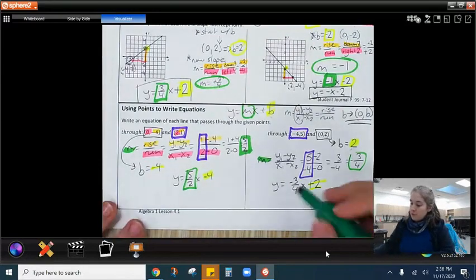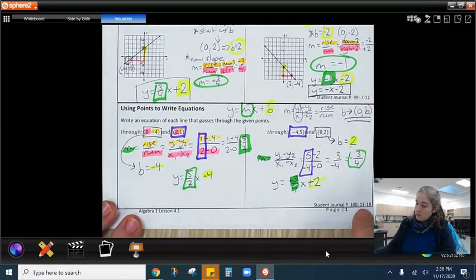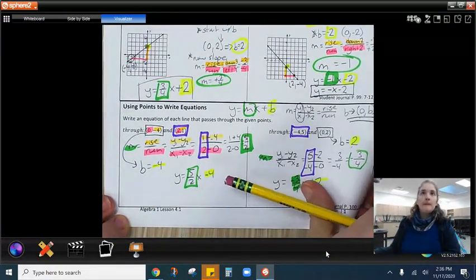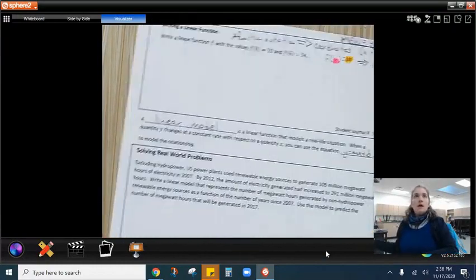All right, I'm going to flip to the other side. Here are some practice problems, page 100 in the student journal, 13 through 18.